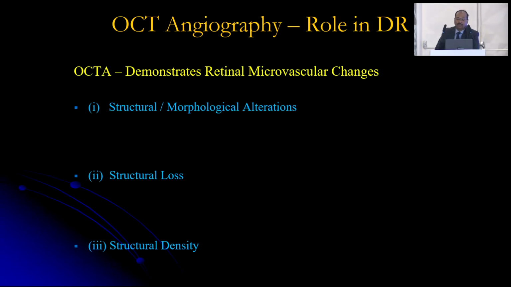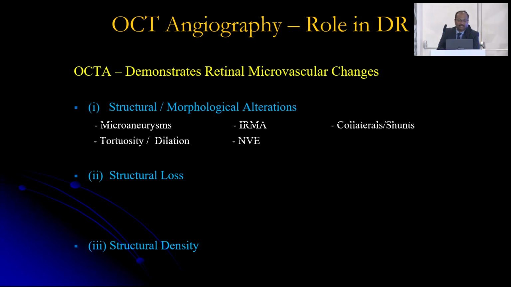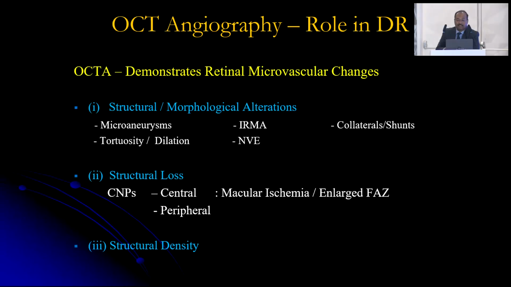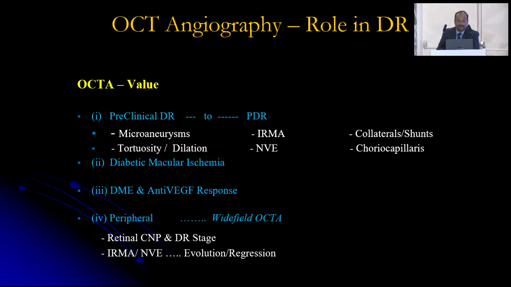So the role of OCTA in DR, it primarily demonstrates retinal microvascular changes, be it structural or morphological alterations like microaneurysms, tortuous dilatation, IRMAs, NVs, and collaterals. It also highlights structural loss in the center, showing up capillary non-perfusion, and therefore, as we talked about earlier in discussion, macular ischemia and enlarging FAZs, and in the periphery also, and through structural density metrics such as perifoveal capillary density. This translated clinical value is also showing all these changes from the preclinical diabetic retinopathy stage to the proliferative stage.